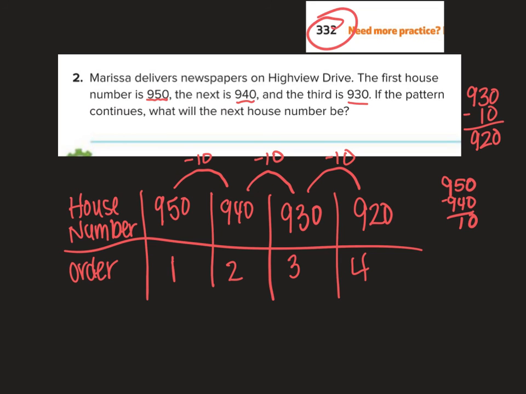On this one, it was pretty easy to see. We're only changing the tens place, right? 9 and 0 stay the same, but the tens place is what's changing. So that's why it's only changing by 1. So that's why we know it's a 10. So if the pattern continues, what will the next house number be? The next house number is 920.